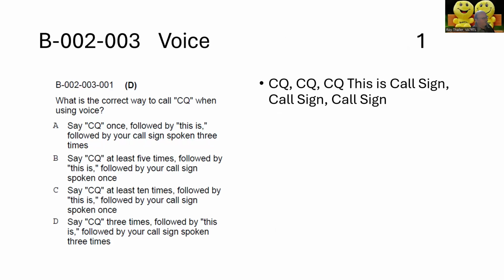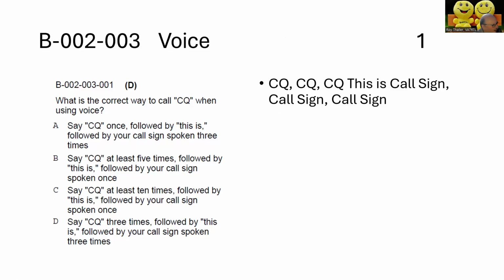So now we get into voice communication. What's the correct way to call CQ when you're using voice? You have a number of options here. The correct way is number D, say CQ 3 times: CQ, CQ, CQ, followed by this is, and then your call sign, and give your call sign 3 times.